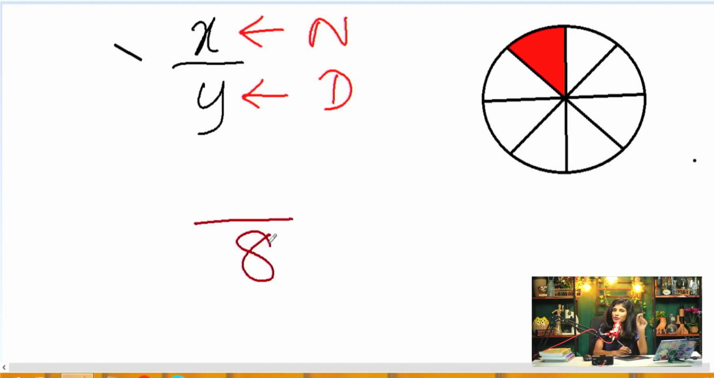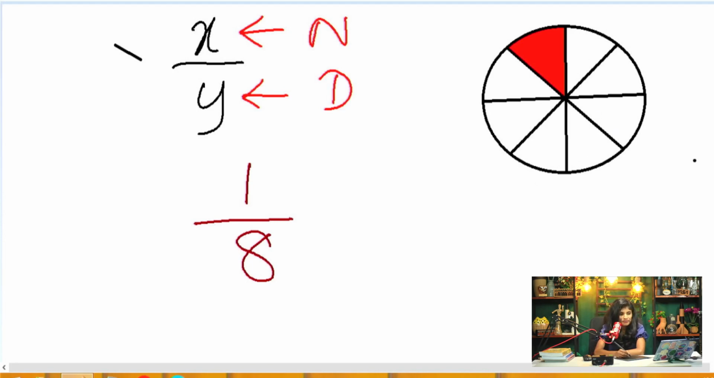And we have to put the number of colored parts in the numerator. So how many parts have been colored here? Yes, that is 1. So we will put that 1 in the numerator. So the answer for this image is 1 over 8, 1/8, or 1 from 8. You can use any method as you wish. So this is 1 over 8.